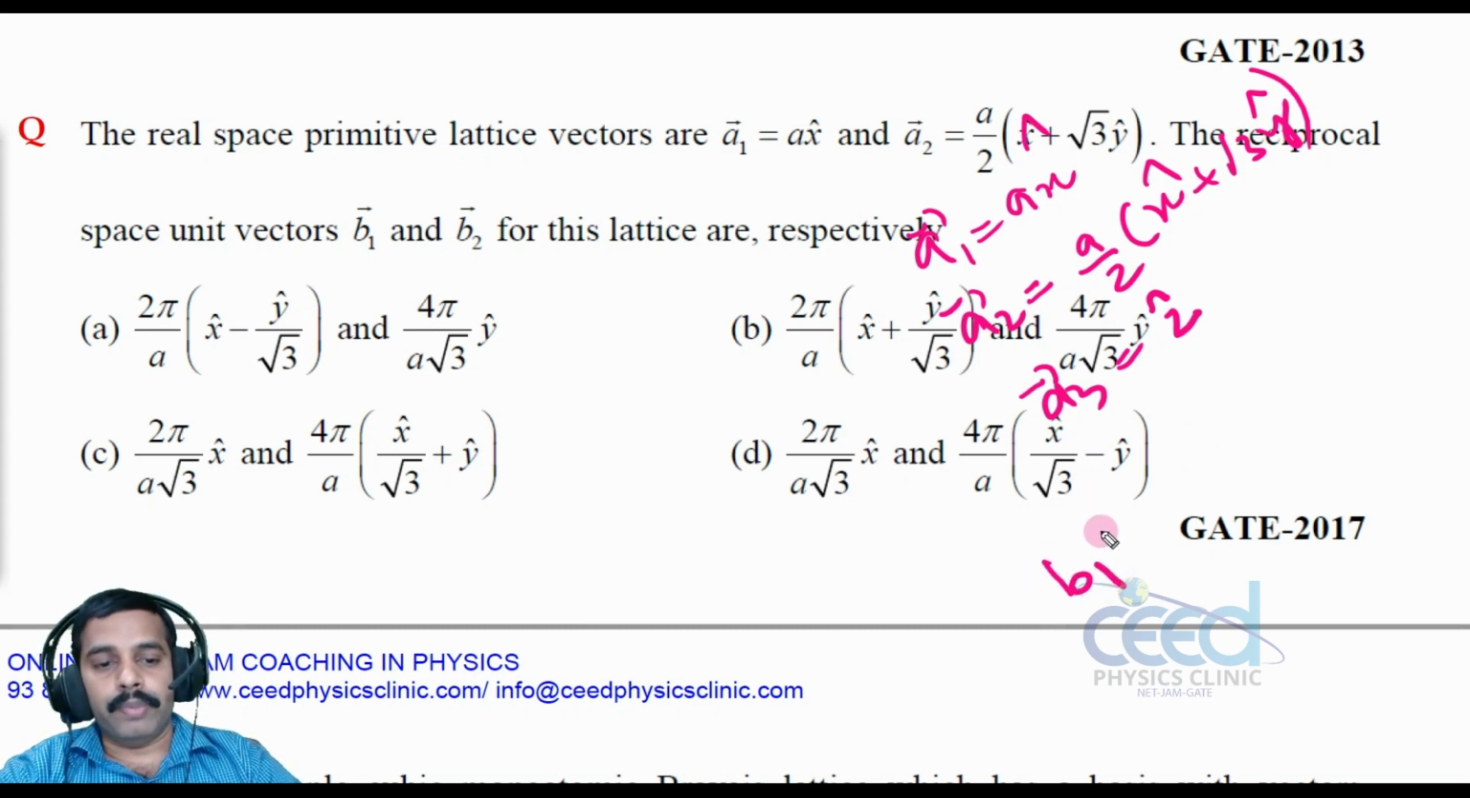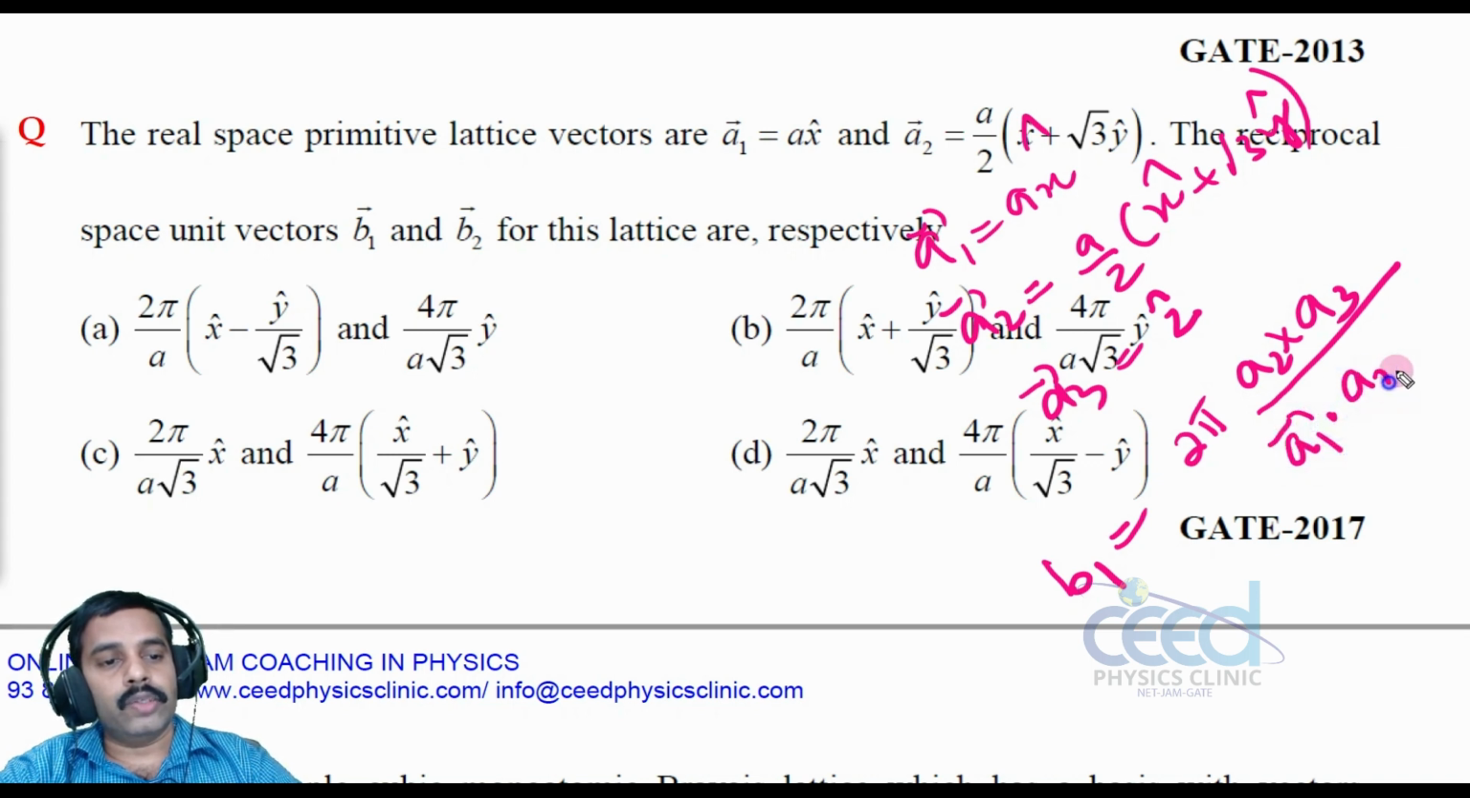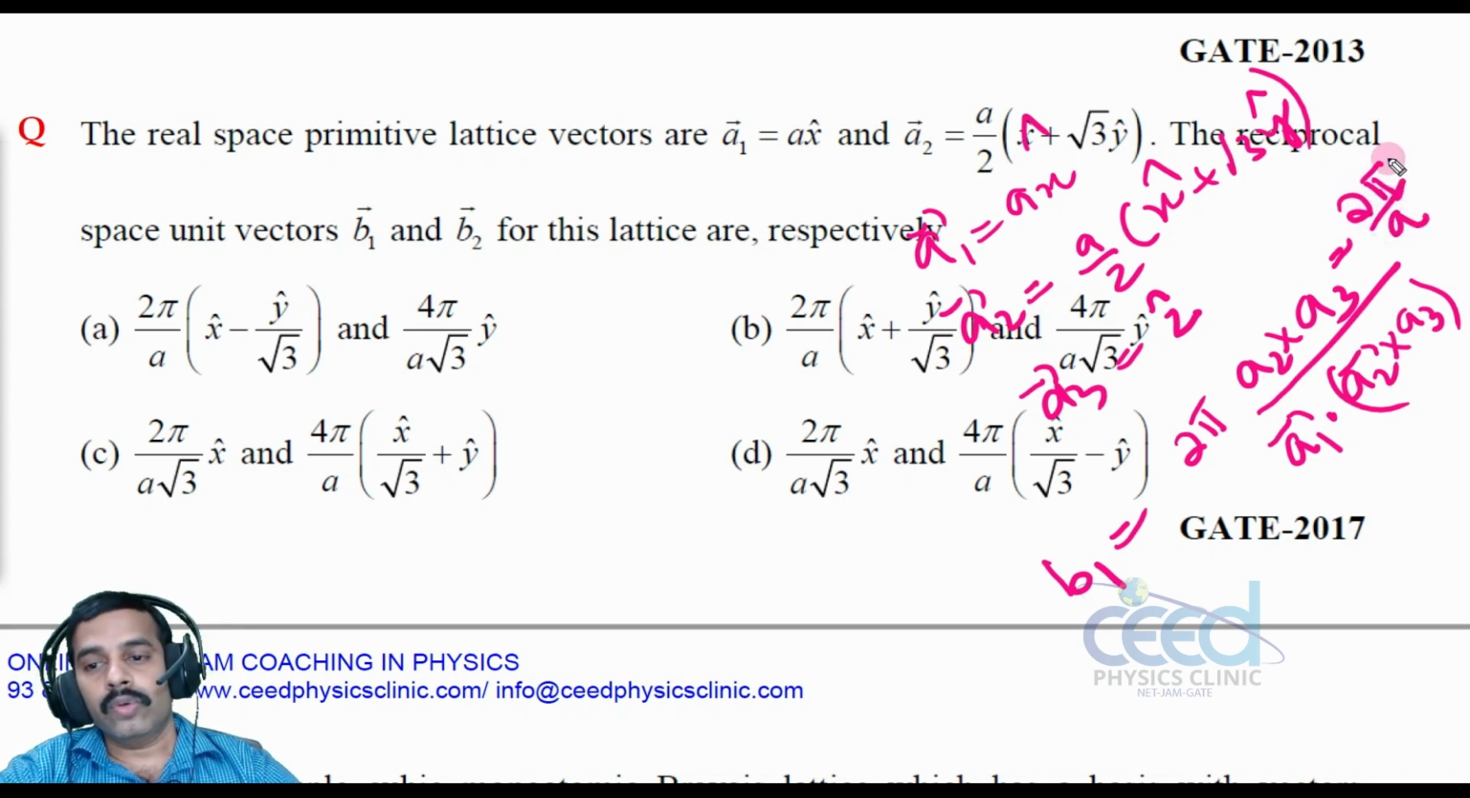Reciprocal lattice vector b1, we have studied, is a2 cross a3 divided by a1 dot a2 cross a3. In momentum units we can multiply with 2 pi. Right, you can substitute these vectors here and then take the cross product. Then you will get this as 2 pi by a into x cap minus y cap divided by root 3.